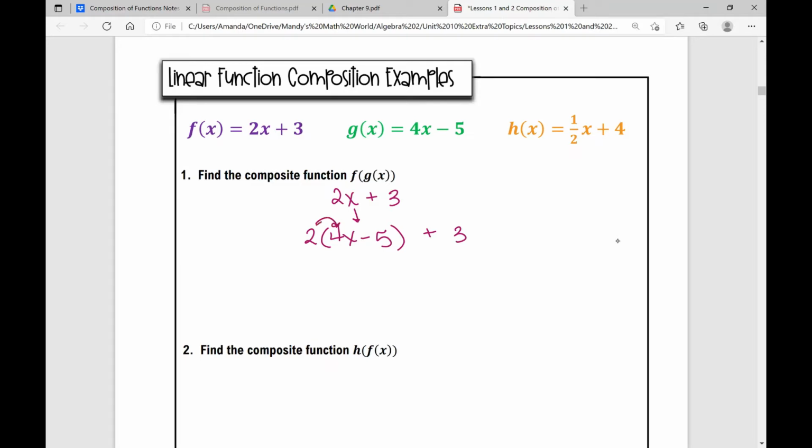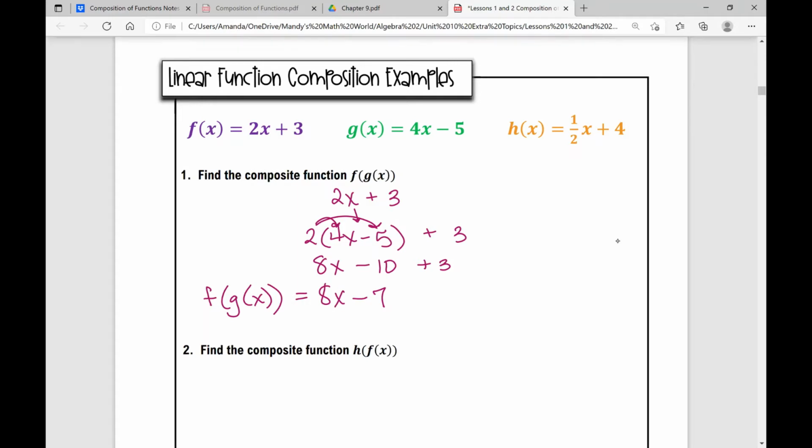So I'm going to distribute this 2 into every term, so I get 8x minus 10 plus 3. And now I'm going to combine like terms. Negative 10 and positive 3 is negative 7. So I get 8x minus 7, and that represents f of g of x.